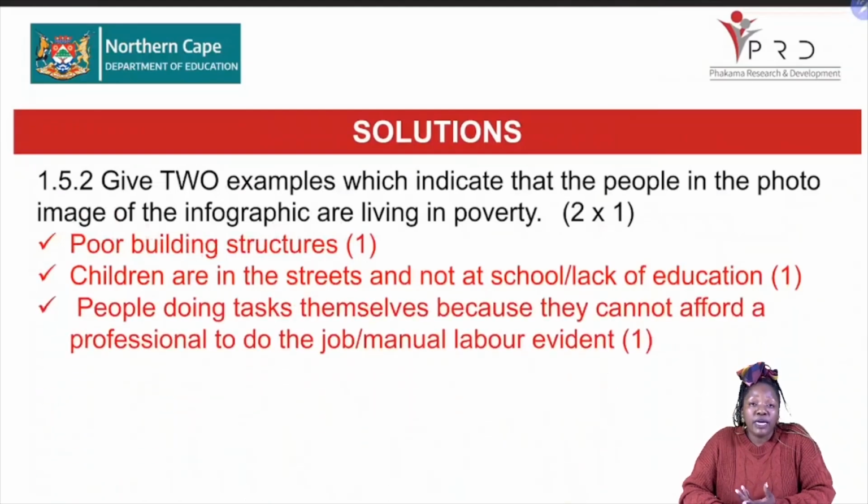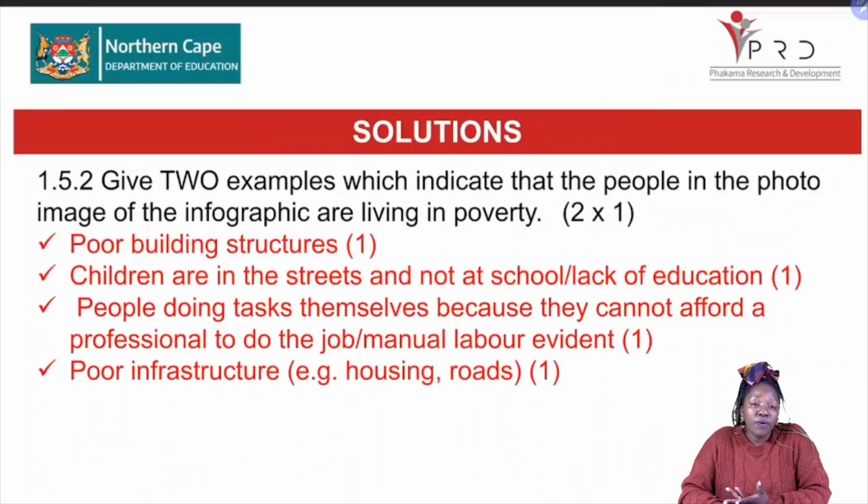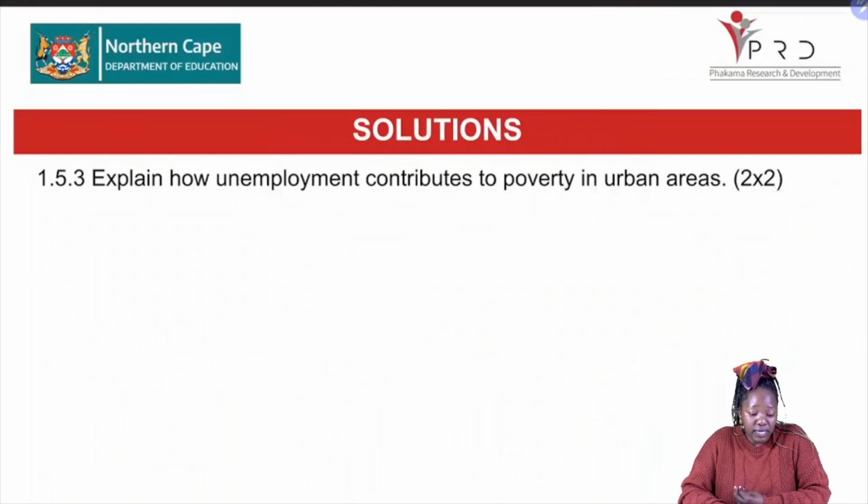And also we're looking at the people who are doing tasks for themselves. You've seen there in the picture, they are trying to fix their ground. So therefore, they are not able to hire people or get machines to do the work for them. And then we're looking at the poor infrastructure. Also, it's one of the examples.